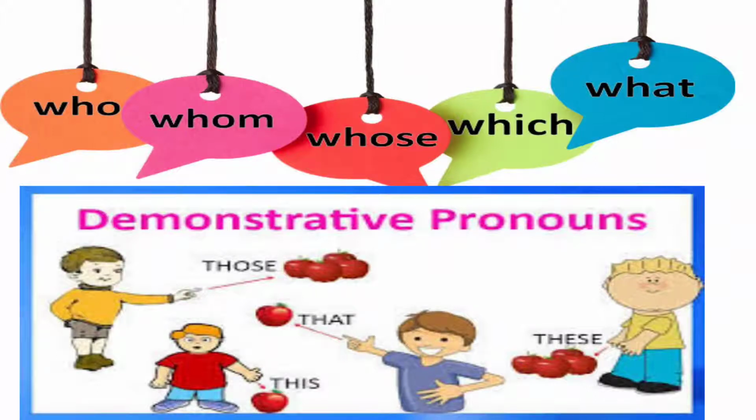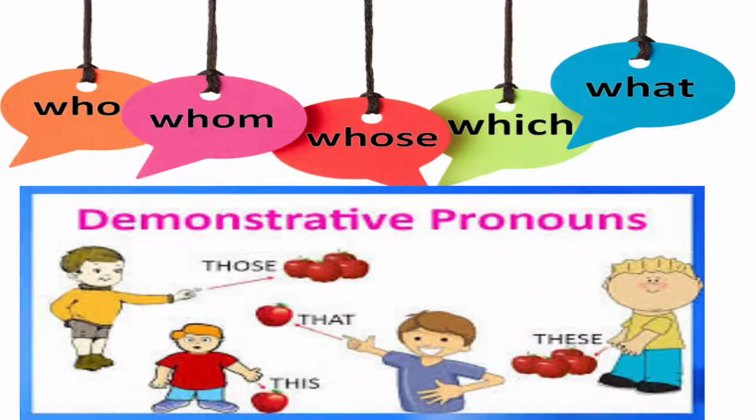Then we have demonstrative pronouns. In demonstrative pronouns, we have studied about demonstrative words: this, that, these, and those. Demonstrative pronouns are used to point out or show the objects to which they refer. We use this and these for people or things that are near to us. We use that and those for people or things that are farther away from us. The things which are far, we use that and those. This and that for singular, and these and those for plural.